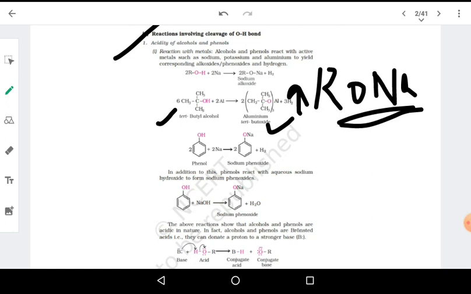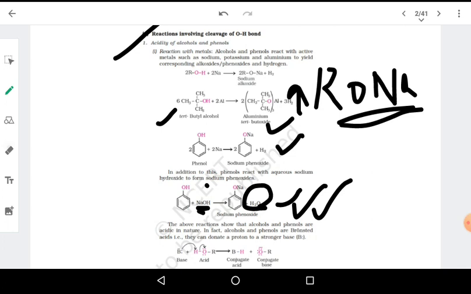So we can say that alcohols and phenols are acidic in nature. This is the first reason. If I take another example, here we have phenol reacting with sodium to give sodium phenoxide. And here is another very important example. If I take phenol and react it with NaOH, I get a salt, sodium phenoxide, and there is elimination of water. When we react phenol with a base, we get a salt and water.